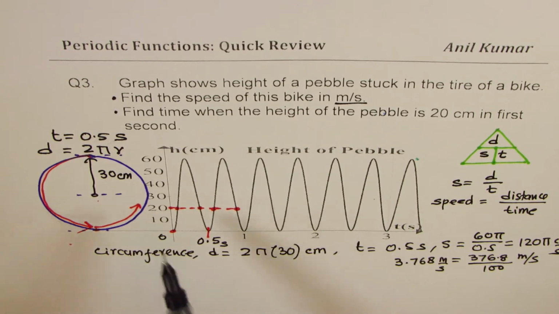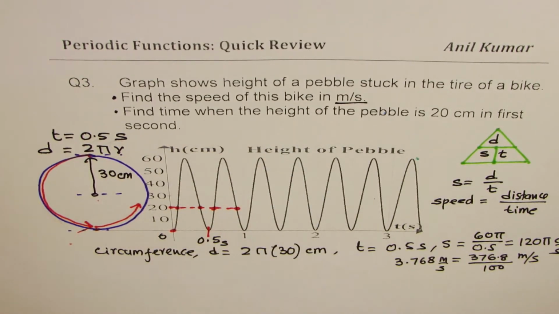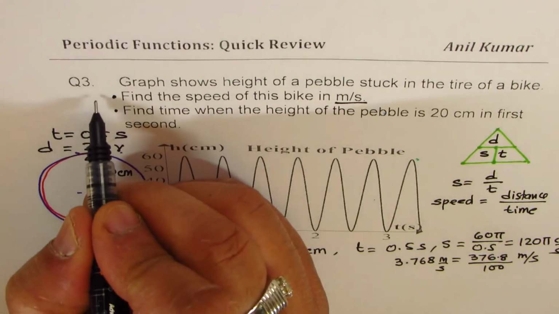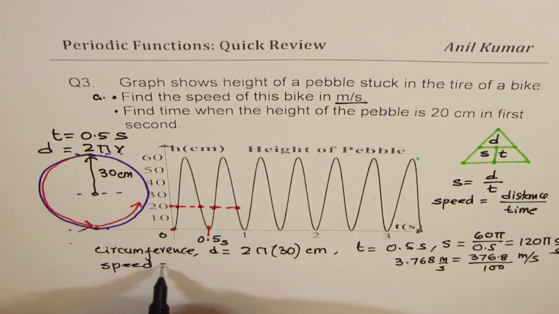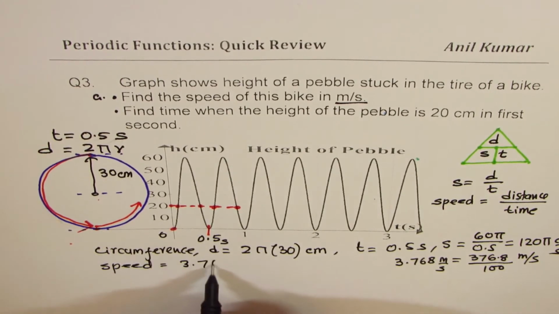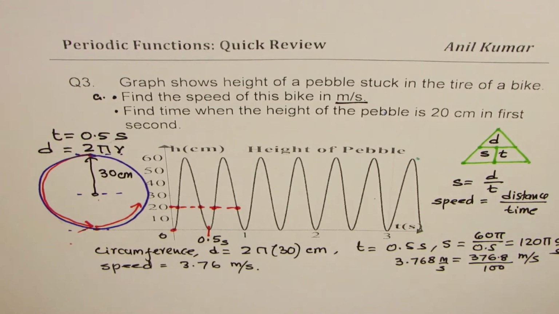Now for part 2, which is to find the time when the height of the pebble is 20 centimeters in the first second. I need another page, so I'll do that. Let me write down the answer for part A here: the speed will be 3.76 meters per second. So we'll continue in another sheet here.